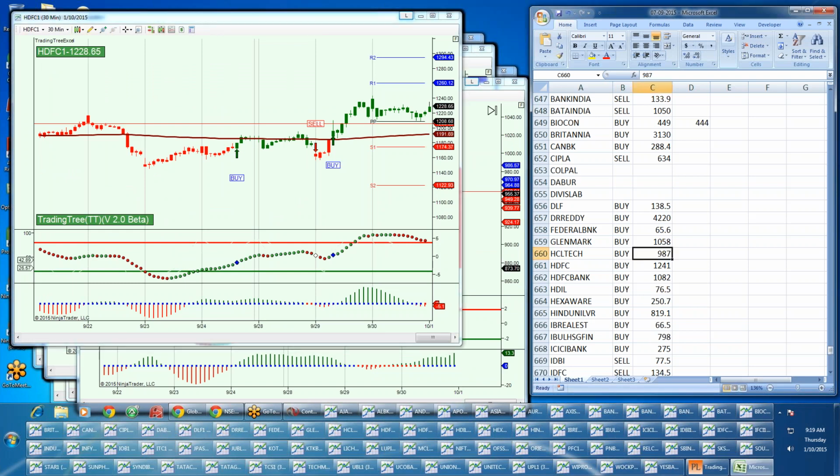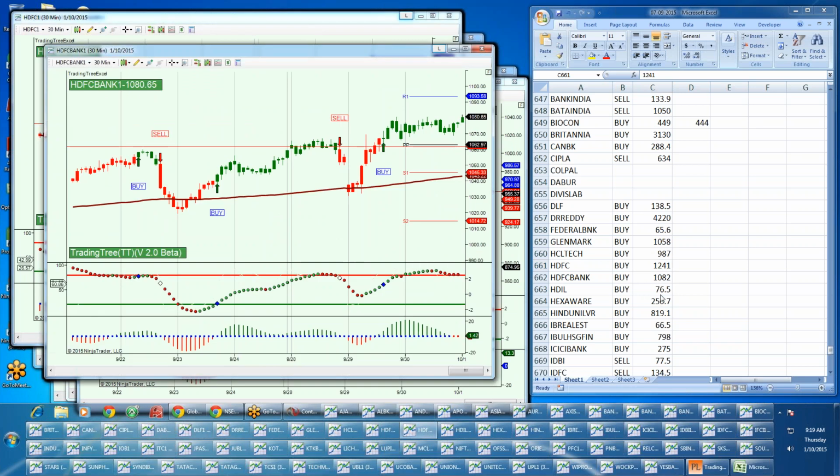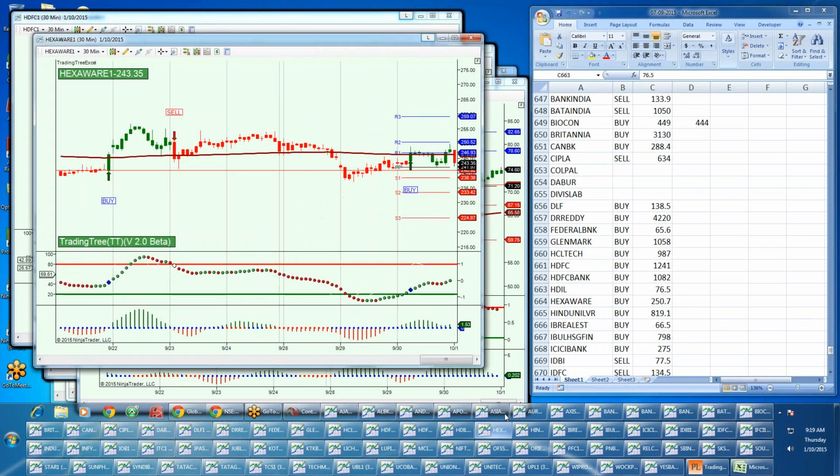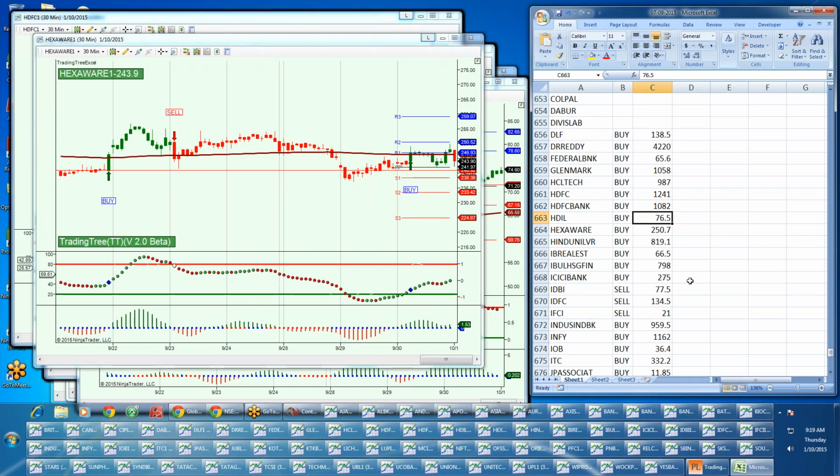HDFC, my buy is 1241. HDFC Bank, my buy is 1082. HDIL 7650. Hexaware, I think the IT pack will be down today because of this HCL news. Hexaware, anyway, I have a buy at 250.70. It's not likely to get triggered.